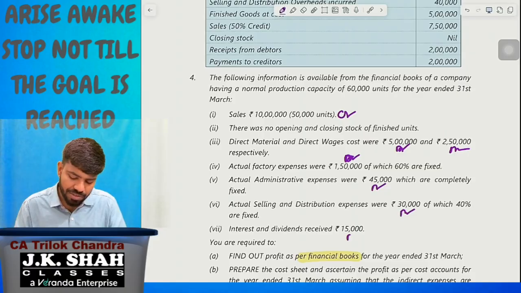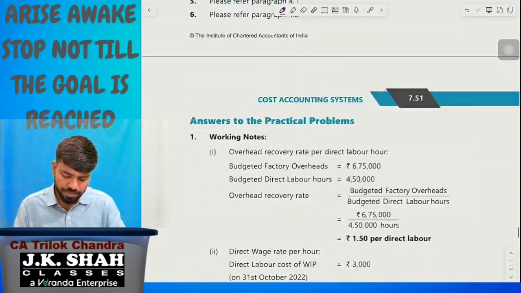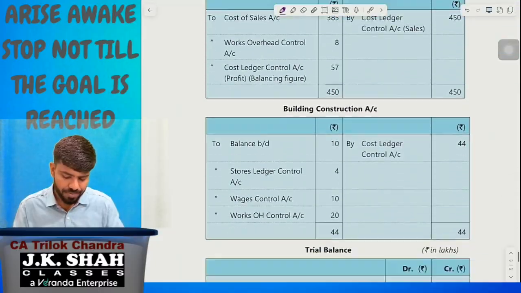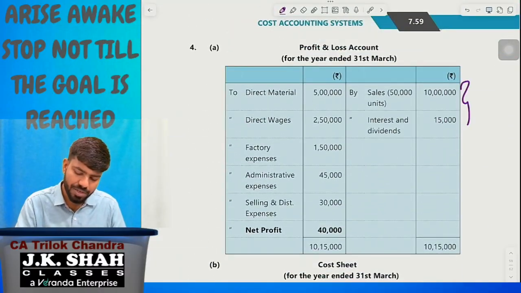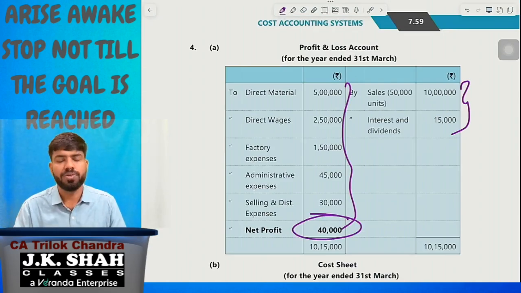Interest and dividend received, sorry, credit in the P&L account. So 2 items are to be credited and 5 items to be debited. Look at the solution. It's a very simple question if you understand, with one small complicated adjustment I'll explain. 2 items have been credited and 5 items debited. The net profit is 40,000.